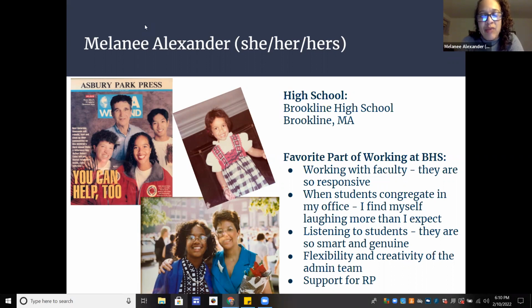That is me when I'm really little. And who gave me that dress? I have no idea. The picture on the bottom is my mom, and that's actually my graduation day from Brookline High School. So it's a true pleasure to go from one BHS to a better BHS. Don't tell anyone I said that. It's been a real wonderful change, and I absolutely adore this leadership team.